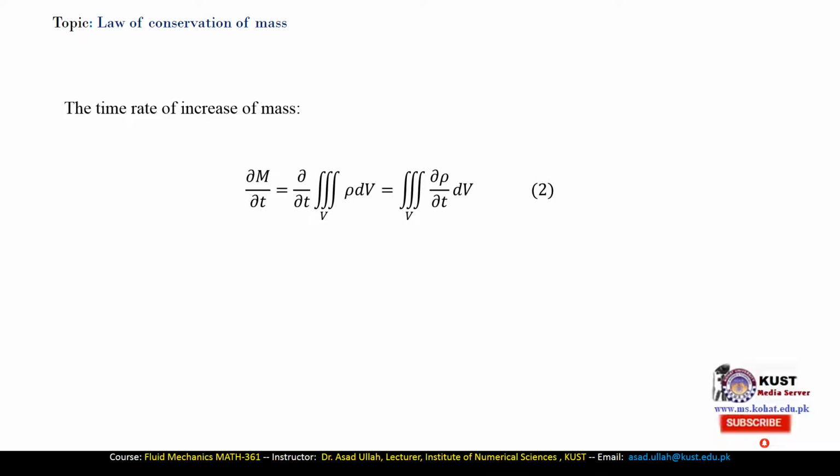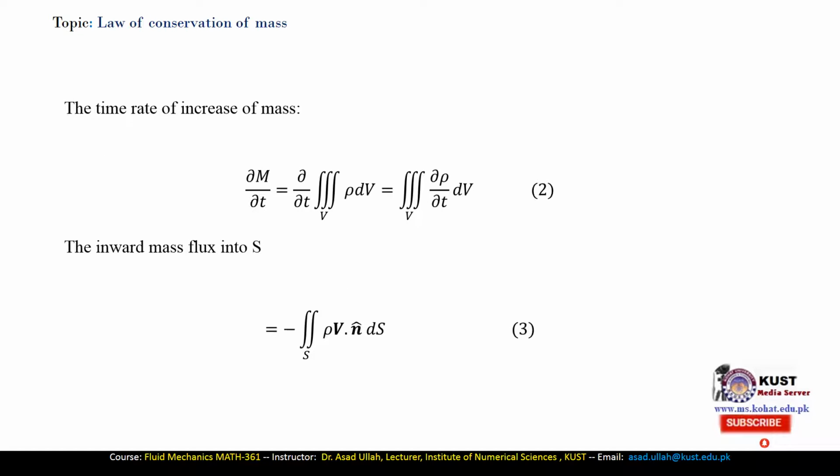Now, the time rate of increase of mass inside the surface S is given by equation number 2. We have just taken the local derivative of equation 1 with respect to time. Since the surface is fixed inside the fluid flow, as time passes, the fluid comes and passes through the surface. So we find the change in mass with respect to time, which is given by equation number 2. This is the local rate of change, because the surface is fixed inside the fluid flow, so that's why we did not use the material derivative.